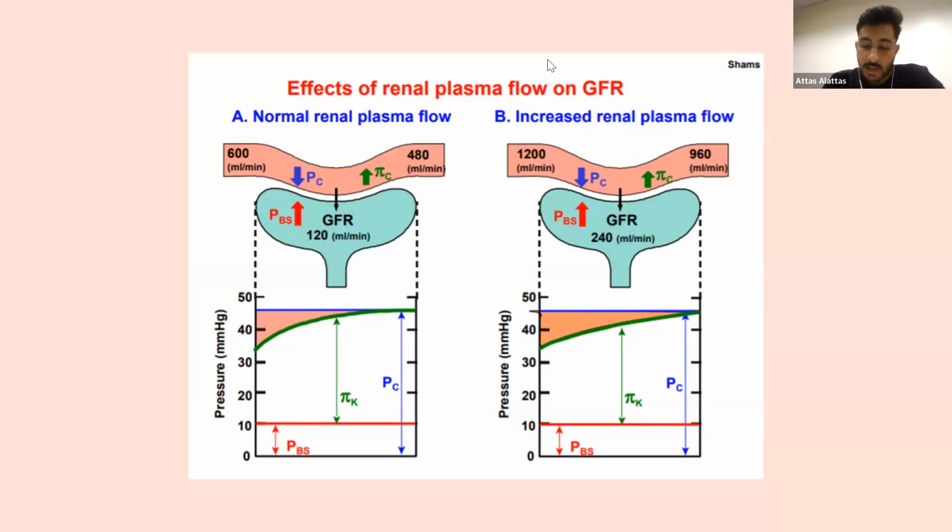So in summary, if you increase the renal plasma flow, you're also increasing the GFR. If the renal plasma flow is decreased, the GFR will decrease. This is what you need to understand from this slide. I don't remember him asking about the mechanism exactly, but what you need to understand is that there is a direct relationship between the two. An increase in renal plasma flow will cause an increase in the GFR.